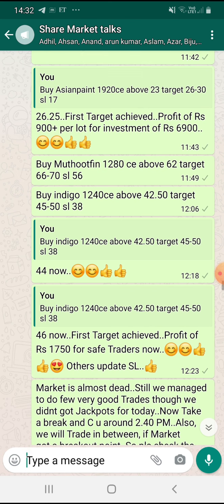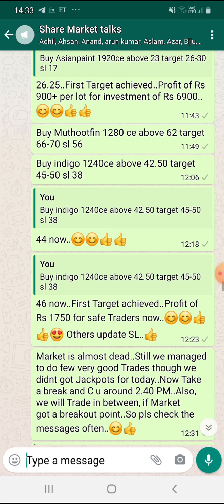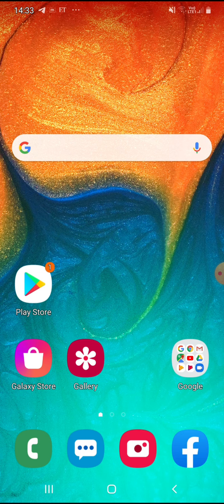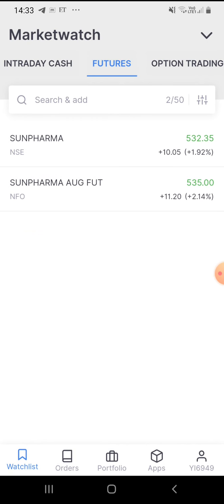Same as here, we can take one example: buy Indigo 1240 CE above 42. That means Indigo will go up. That is our calculation. As per our calculation, Indigo went up. When Indigo goes up, our CE value will also go up. It went to 44, 46, very easy profit of 1750 in 20 minutes. Okay, so now we can come to the Sun Pharma example.